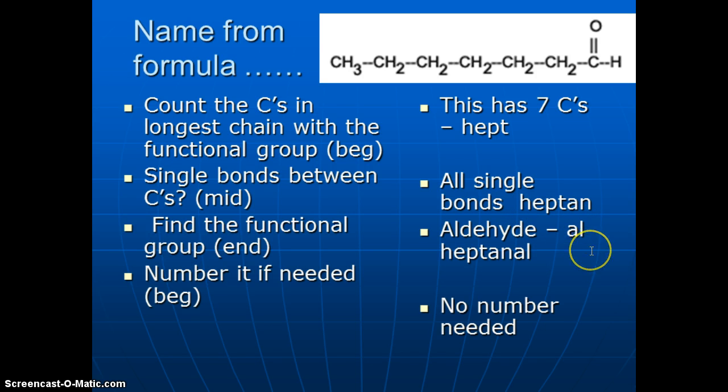Do we need a number for this? You might think so. No, because for an aldehyde there is only one place to put the double bond oxygen, which is on the end carbon. So you could have put it here or you could have put it here, because that's actually the same place, because we could just flip the molecule and see that it's on the same carbon.